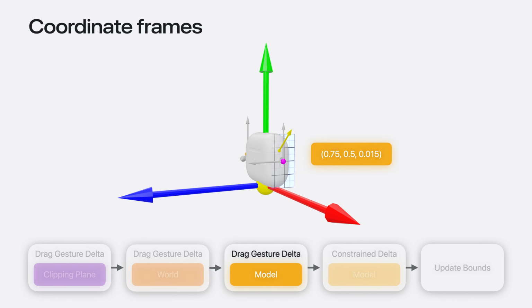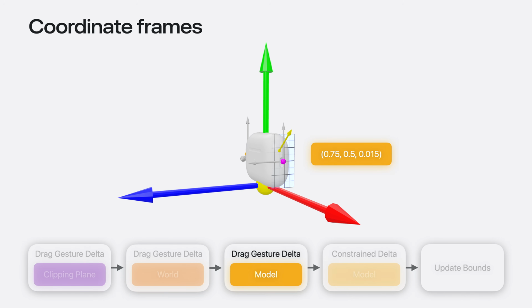Before we can update the clipping bounds, the drag delta vector must be in the model coordinate frame. So we do one more transform from the world coordinate frame into the model coordinate frame. Again, the vector hasn't changed, just the coordinate frame it's represented in. Now comes the mathematical magic. We project the drag delta onto the proper direction, which is just a fancy math way to say how long the drag delta is in the direction we care about.